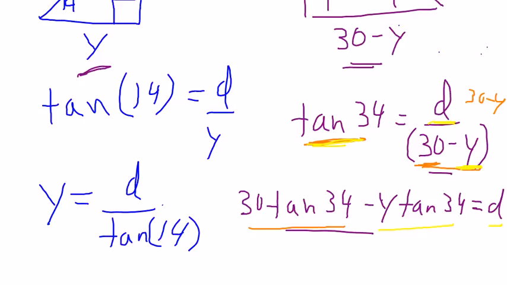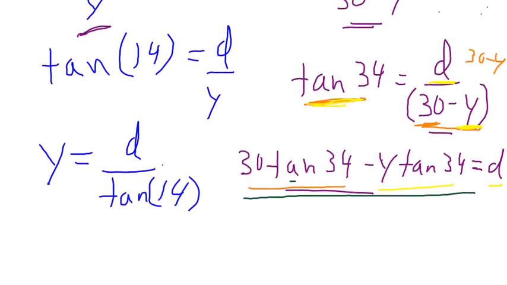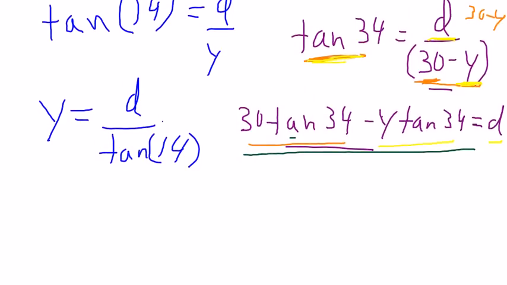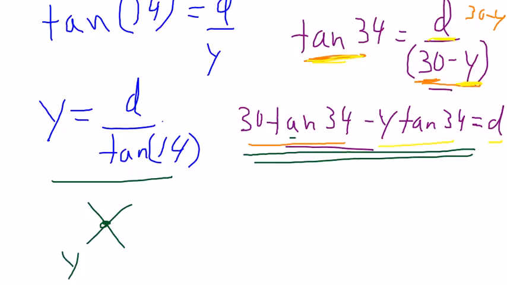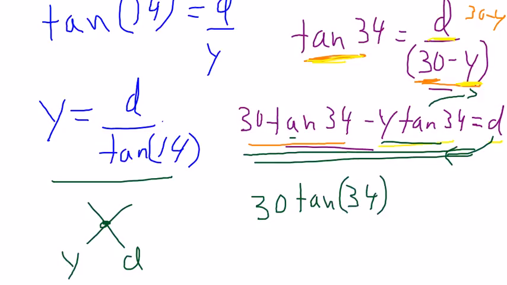Okay, I want to solve this for y. I want to solve this whole thing for y so I can put it into y equals on my calculator. This is solved for y, so if I can get this to solve for y, I can see where these two lines cross, and that'll give me my y value and my d value. So solving this for y, I'm just going to bring this to the other side and bring the d to the other side also. So I get 30 tangent 34 minus d equal to y tangent 34.